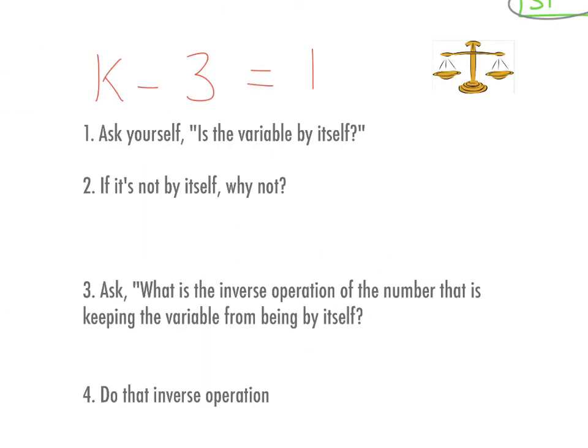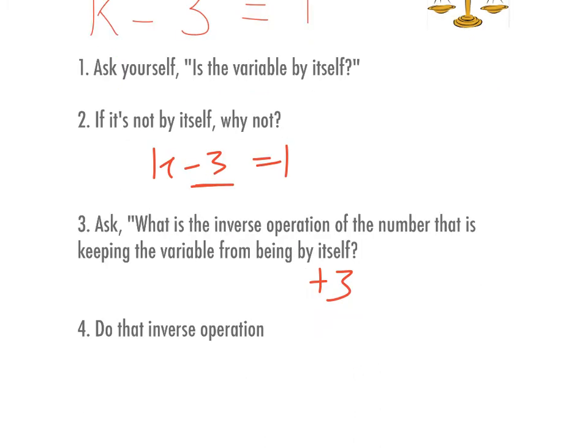For those of you who want some more stepped, methodical things, I thought I'd make this up for you. It's basically just a task list for solving equations. There's an order to solving. The first thing we do is ask ourselves, is the variable by itself? Well, here's the variable, and is he by himself? No, he has a minus 3 with him. I need to get rid of that, because of that minus 3 part right there. So what is the inverse operation of the number that is keeping the variable from being by itself? Well, what's the inverse of subtract 3?